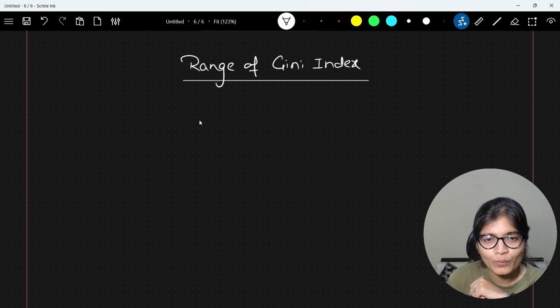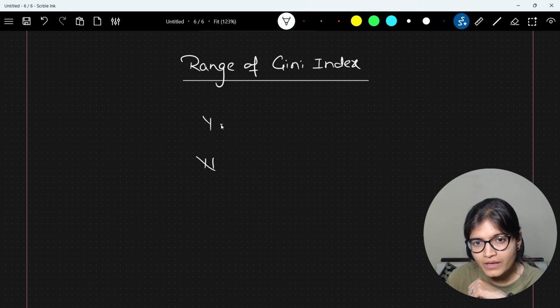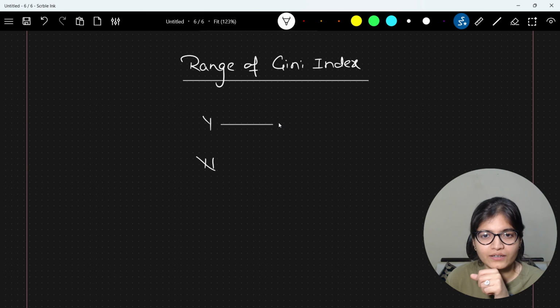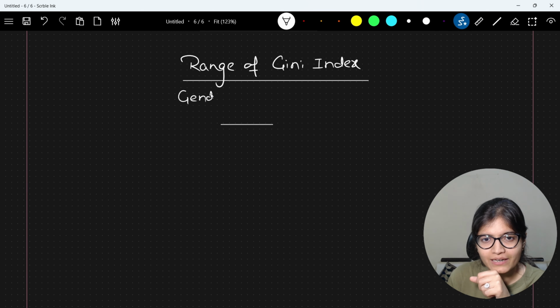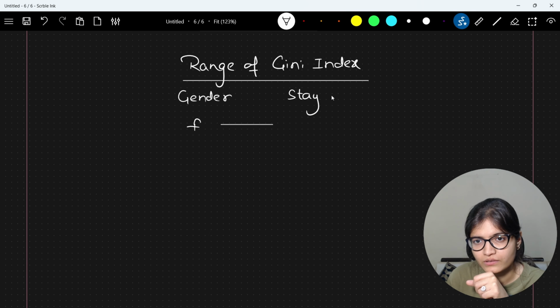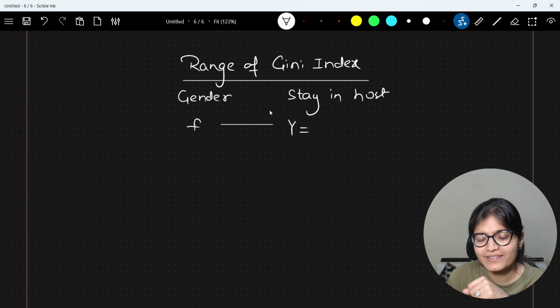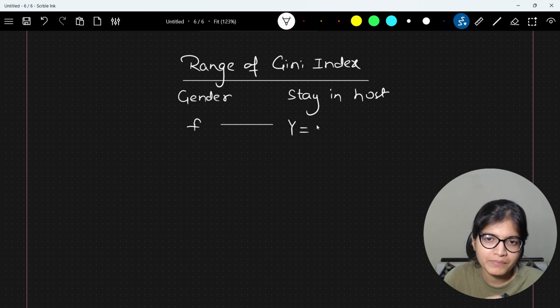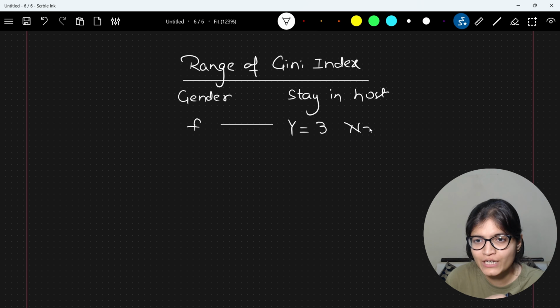How? For example, you will have yes as the number of records and no as the number of records. Maybe all the samples, if the gender is female, I am saying that the person will stay in hostel. And I am saying for yes the value is maybe 3, and for no the value is 0.